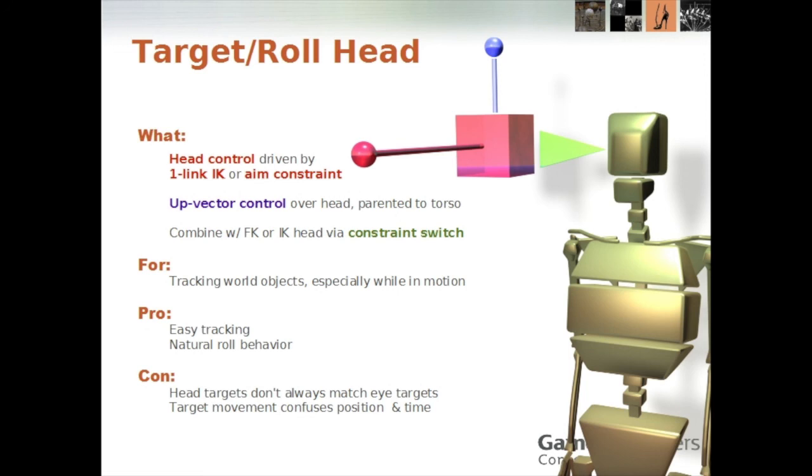We're also leveraging the pole vector to make it explicit how we're controlling the roll of the head instead of sort of relying on IK magic or aim constraint magic to do it. And then you just need a switch to turn it on and off when you want it.